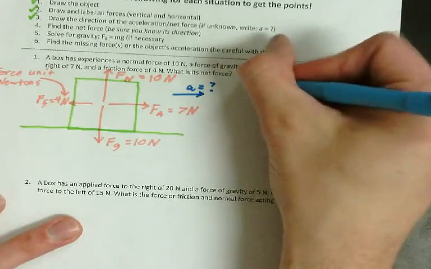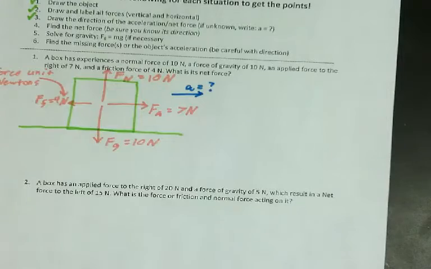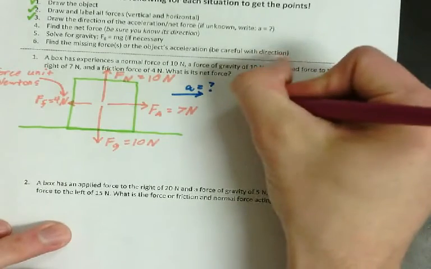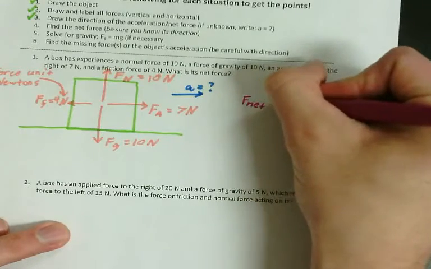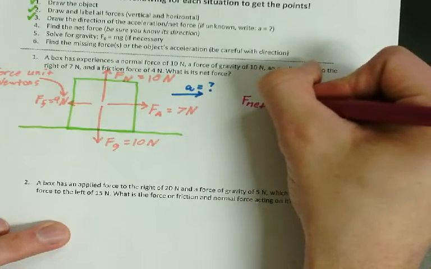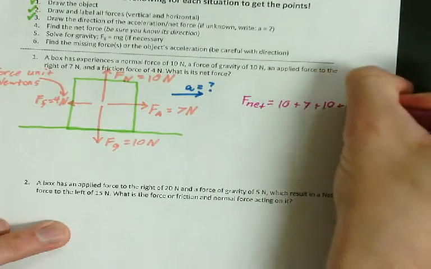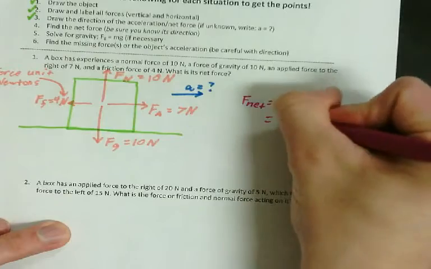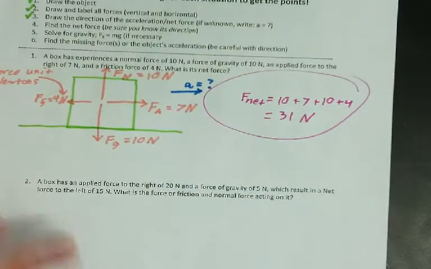Okay? So first thing I want to do is add them all up. Okay, so here we go. Let's add them all up. F net equals, here we go, 10 plus 7 plus 10 plus 4. 31. Done! Oh, come on now. Don't let me off the hook that easy. There we go. I did it wrong.